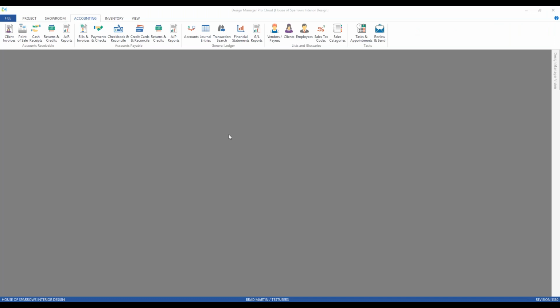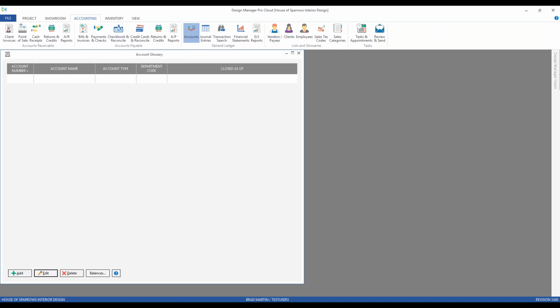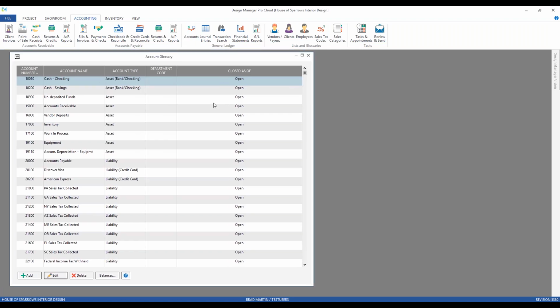Okay, now conveniently, all we need to have pre-configured prior to recording our payroll into Pro Cloud are the accounts themselves that we're going to be recording this activity. So let's take a look at the necessary accounts. We're going to go on to our accounting tab, of course, under our general ledger frame and click our chart of accounts or our account glossary. And let's look at all the ones that we need to focus on today, starting with the one that's already highlighted, which is our cash checking account.